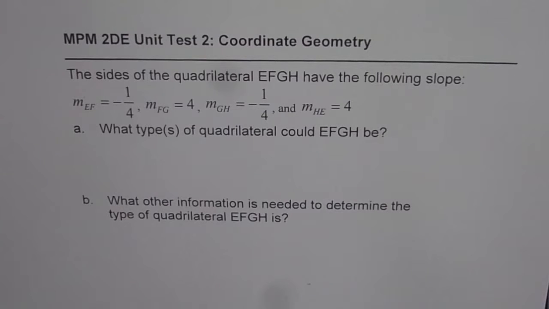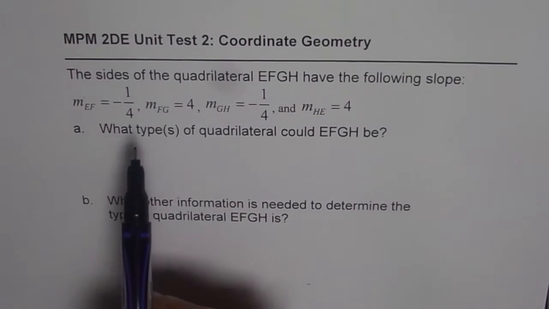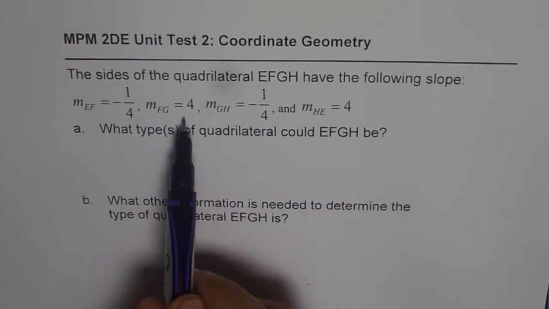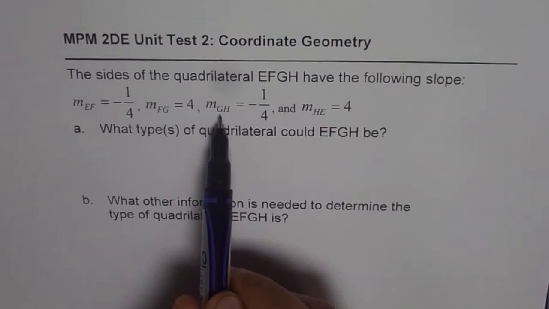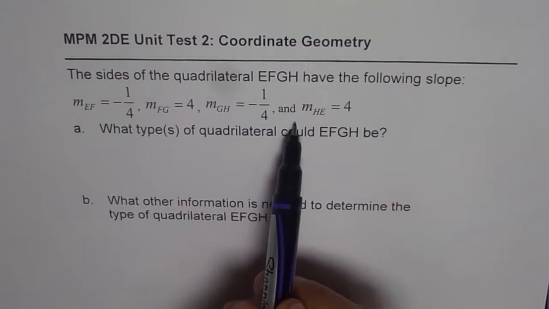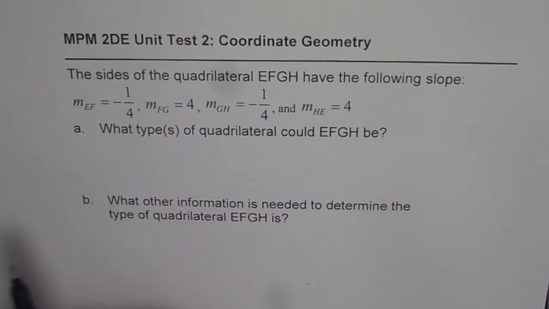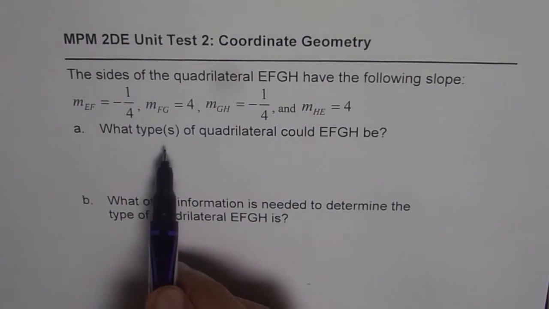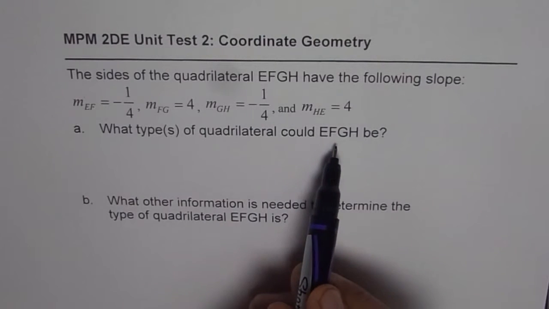The sides of a quadrilateral EFGH have the following slopes. Slope of EF is minus 1 over 4. Slope of FG is 4. Slope of GH is minus 1 over 4. And slope of HE is equal to 4. What types of quadrilaterals could EFGH be?